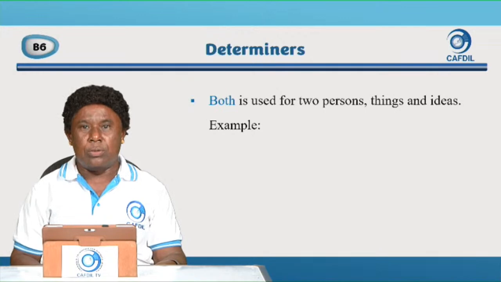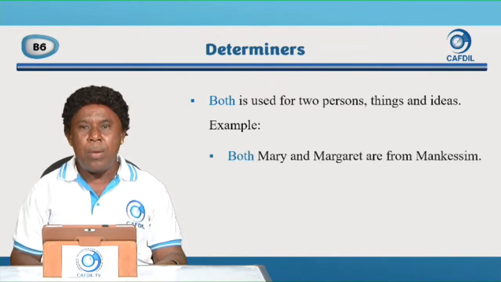Good. Now let's go to the use of both. Both is used for two persons, things, and ideas. Let's take it again. Both is used for two persons, things, and ideas. Example: both Mary and Margaret are from Mankasim. How many people did we mention in the sentence? Mary and Margaret. And we say both for two. Both Mary and Margaret are from Mankasim.